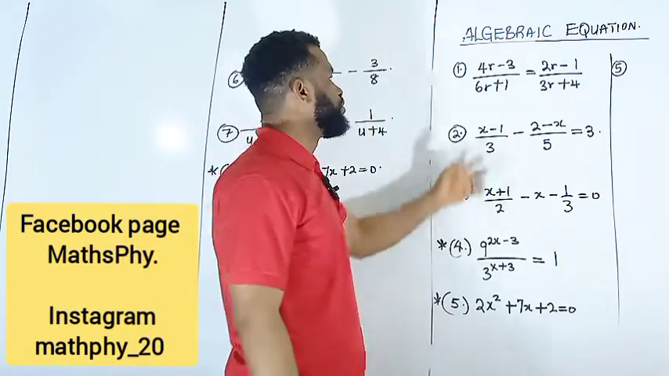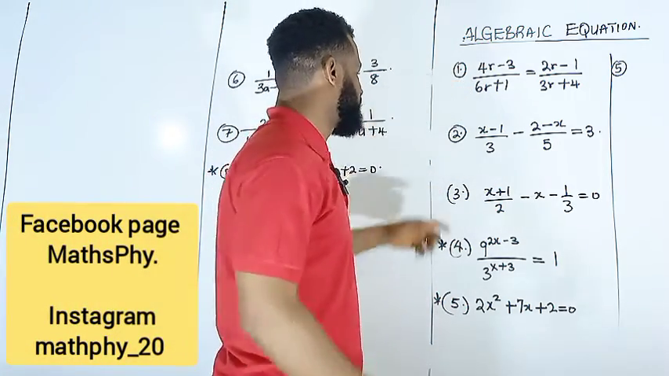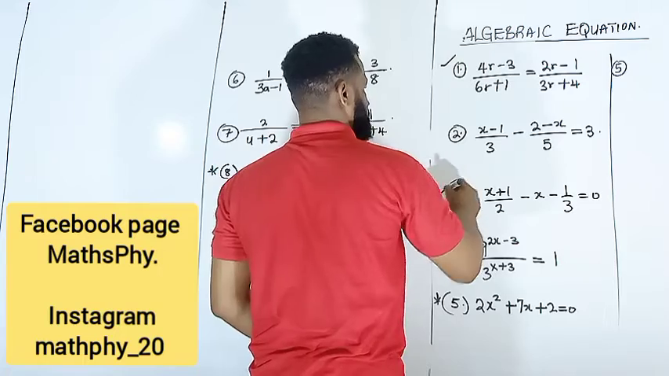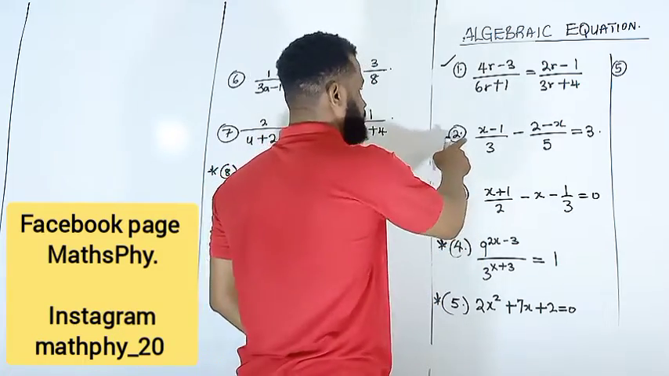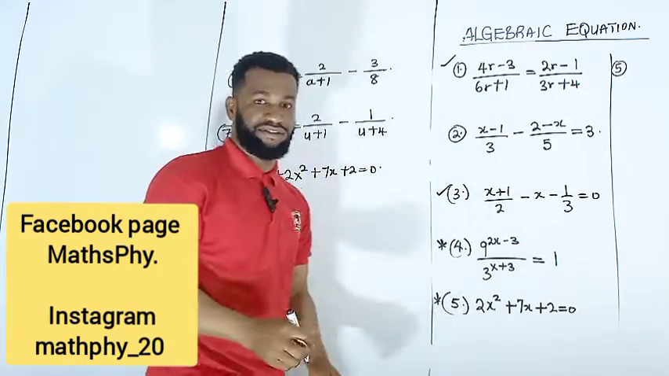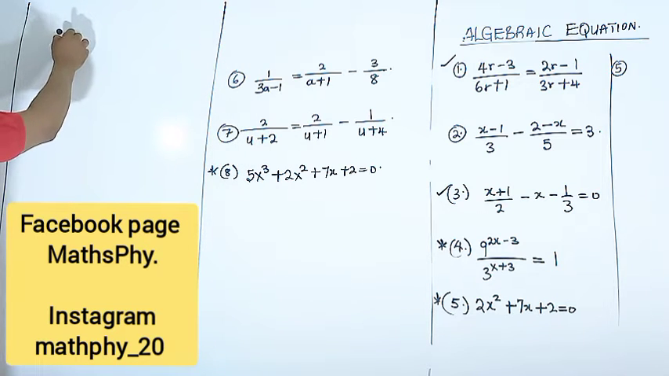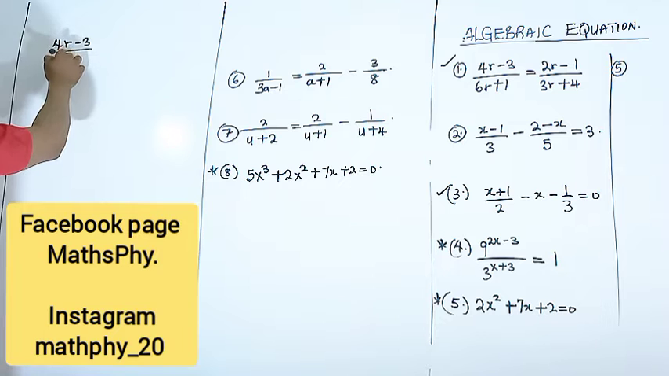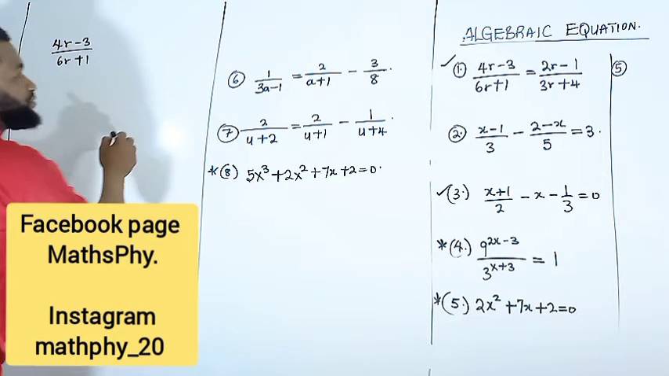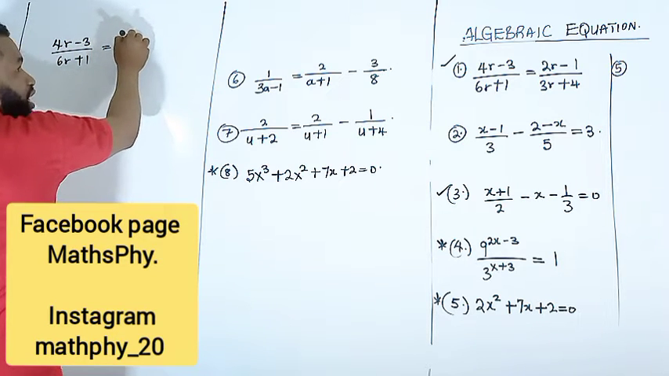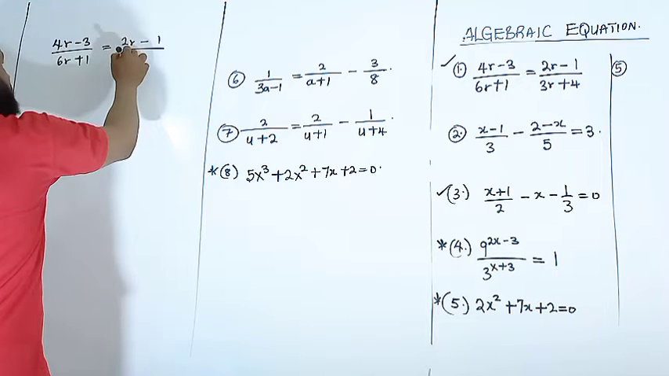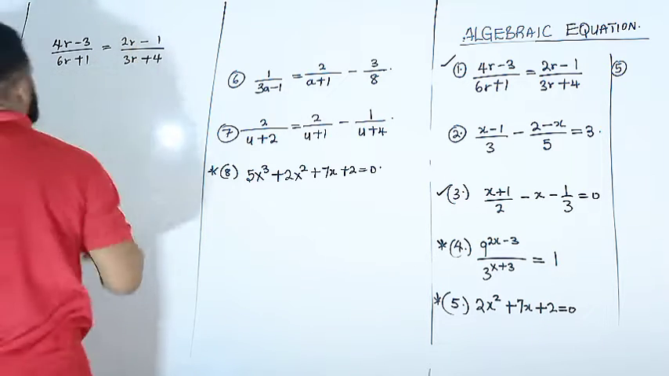Let me choose number 1 and number 3. Then I will allow you to solve this and tell me the answer. (4r minus 3) all over (6r plus 1) equal to (2r minus 1) all over (3r plus 4).